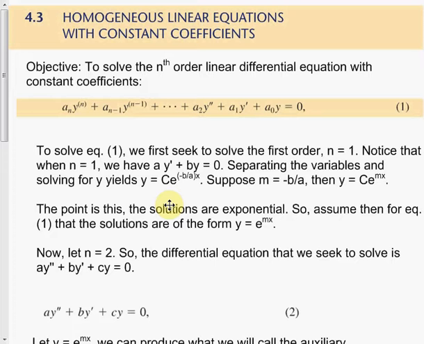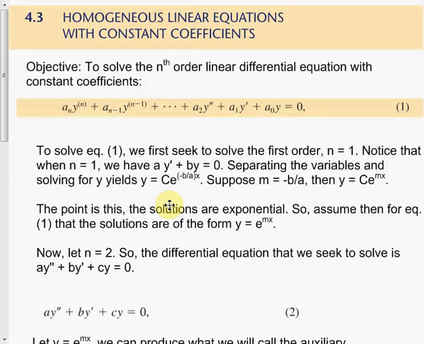Our goal is to be able to solve equation number 1, said to be the homogeneous nth order differential equation with constant coefficients. So the a sub naught, a1, a2, and so on to a sub n, those are just numbers. If I have that type of equation, we can solve based on this method in 4.3. I give an example here.